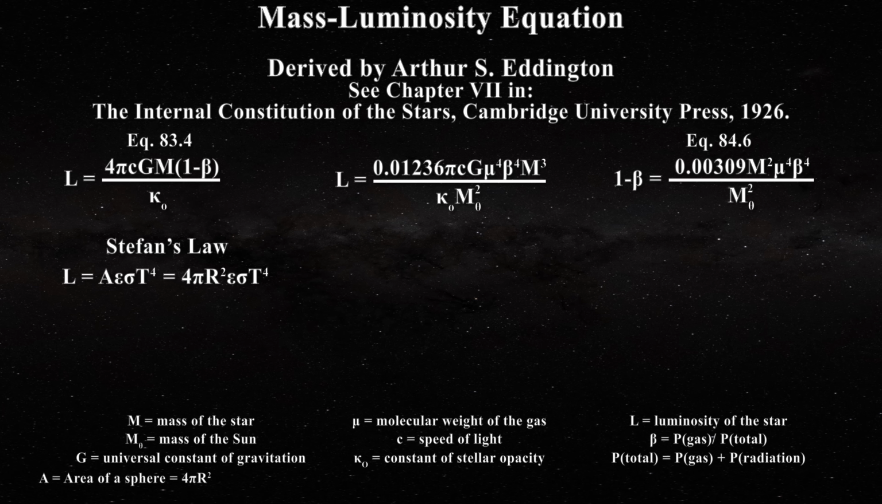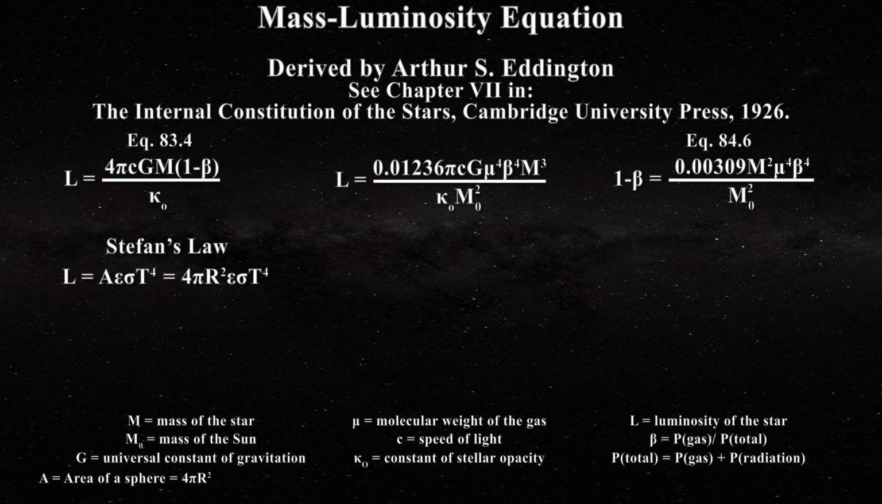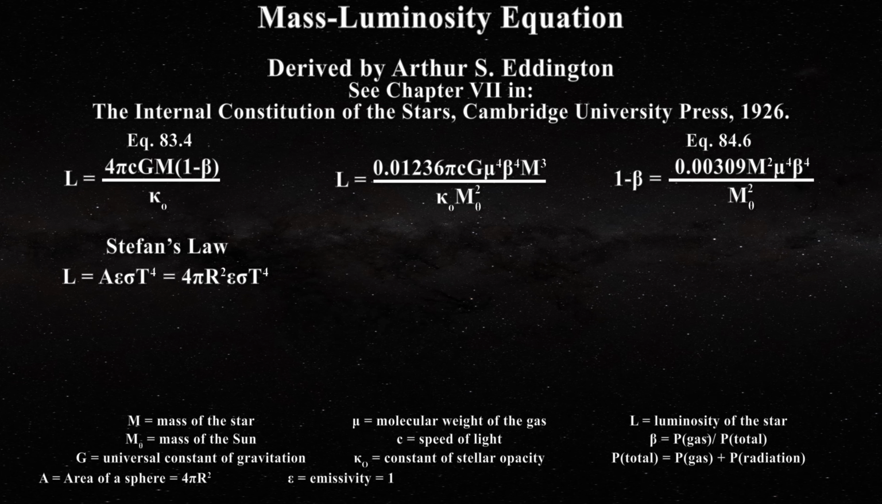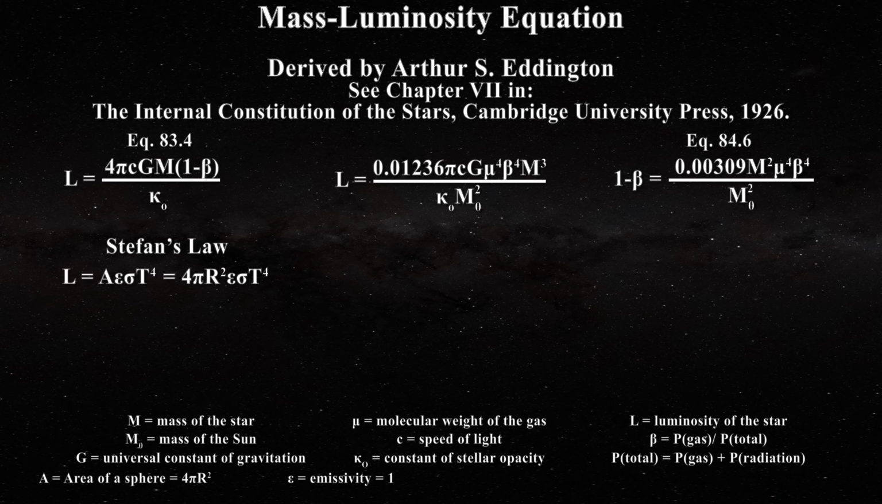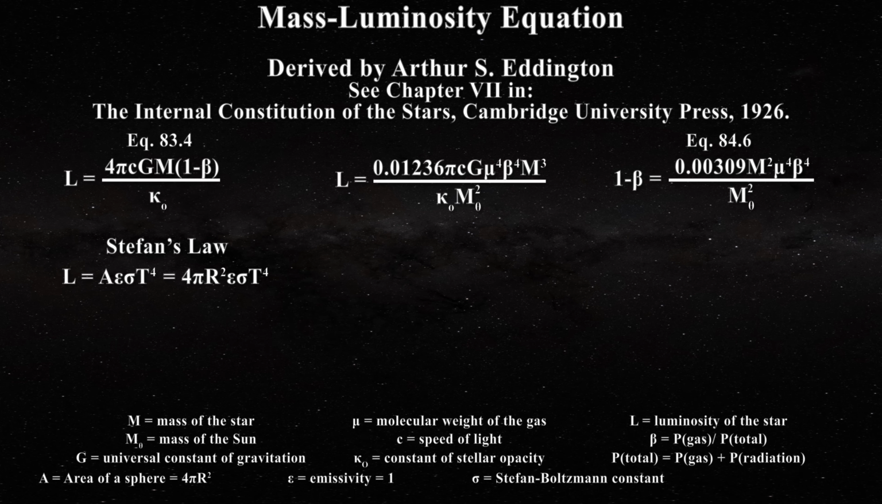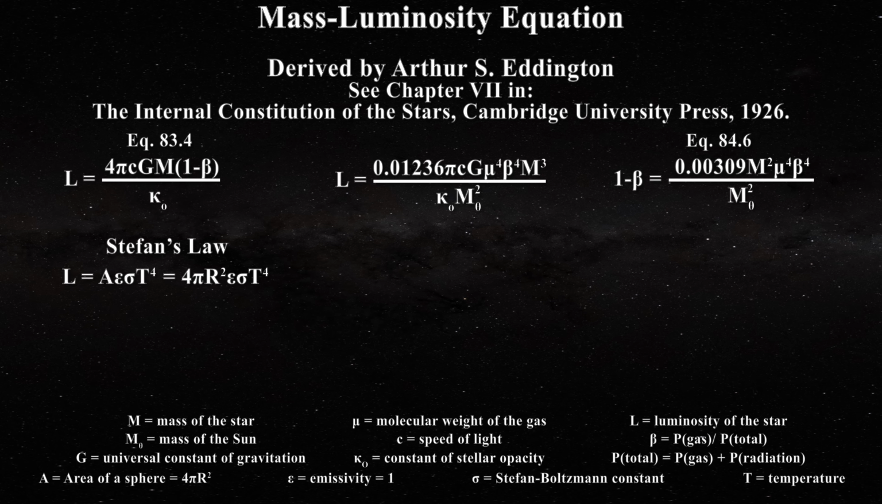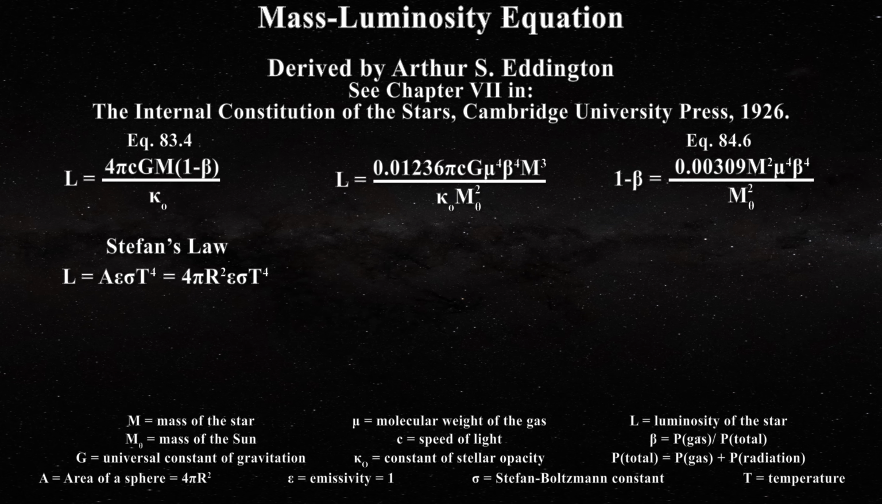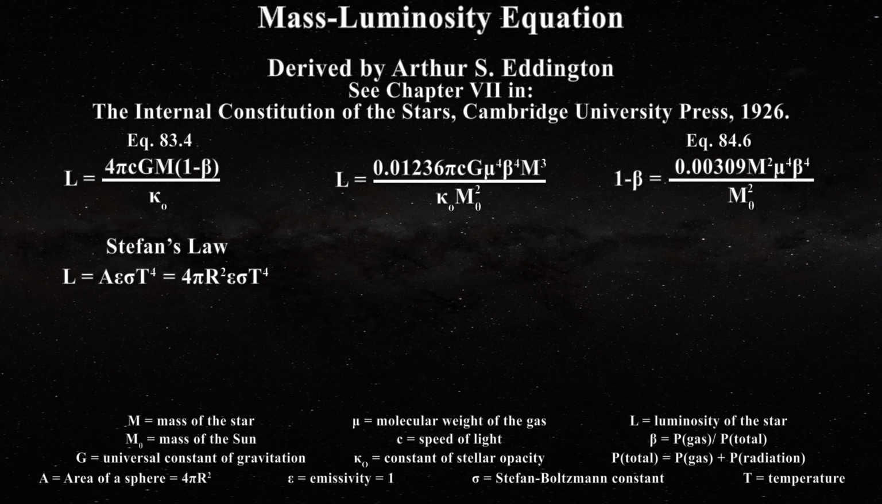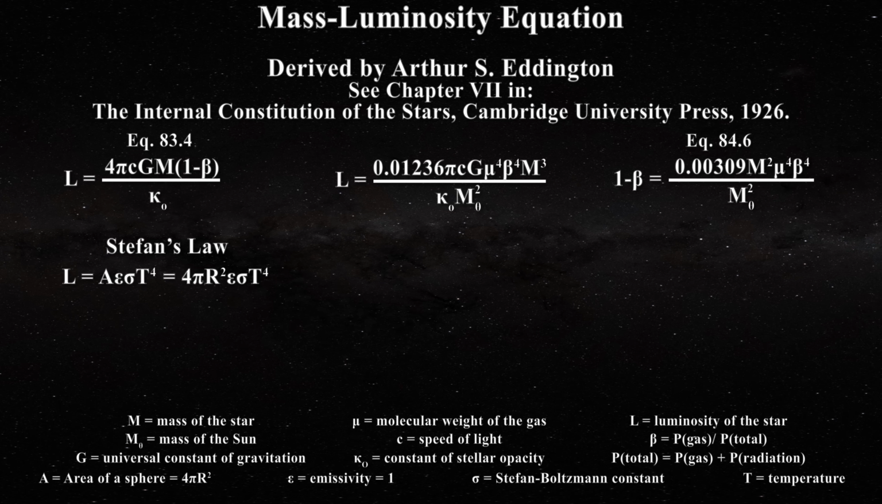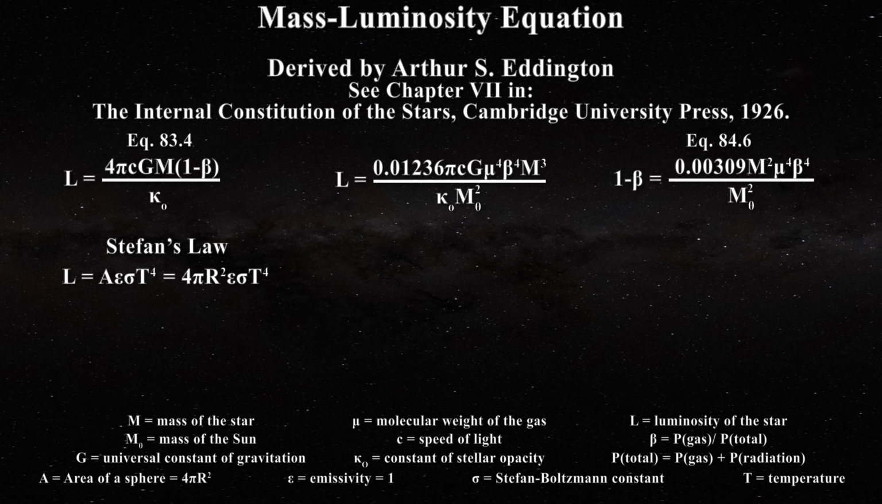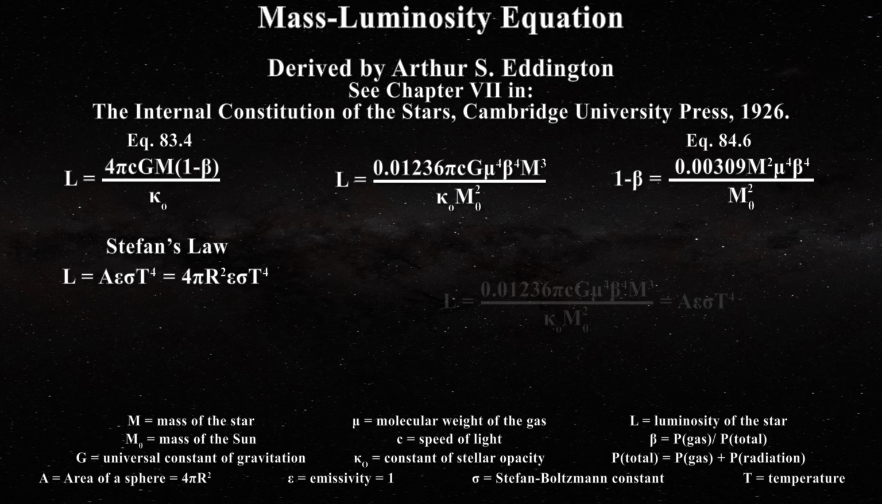In this case, A is the surface area of the spherical object, epsilon is the emissivity, which is assumed to equal 1 for a black body, sigma is Stefan and Boltzmann's constant, and T is the temperature of the object of interest. Now we have two equations for luminosity. Let us assume, like the astronomers, that the stars can be treated as simple black bodies and equate the two.